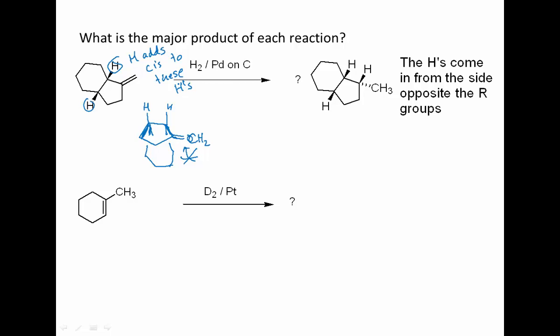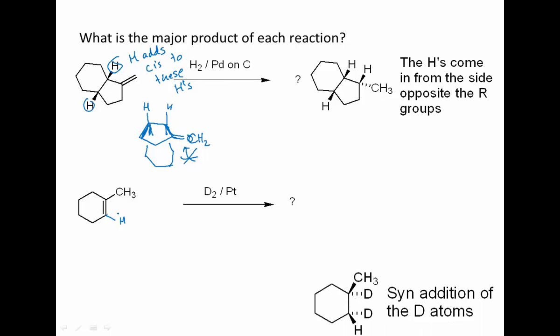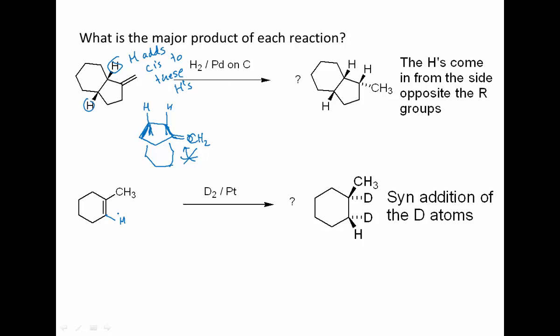In the second case, it's a syn addition, so this means we're using deuterium, so the two deuteriums have to come from the same face. Don't forget that from the bond line diagram there's still a hydrogen here. When we add the two deuteriums, they have to add from the same face of the alkene, and this is the product that we get. We have to get the product where the deuteriums are cis to each other. So here's that product.